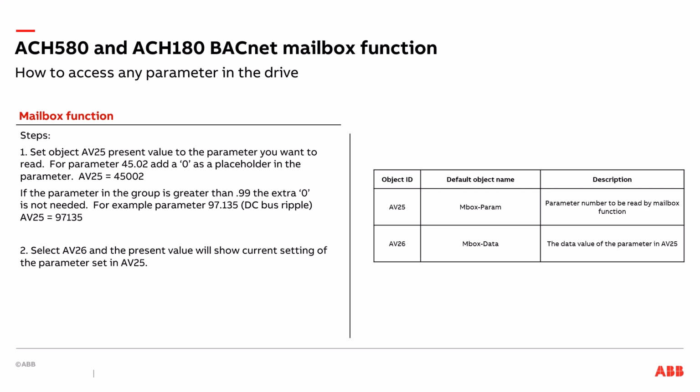That's because it's a placeholder. If the parameter is a value of 100 or larger, like for example, parameter 97135, we don't need a placeholder there. So for 4502, we enter 45002. But if the parameter has a value of, let's say, 97135, 135 being greater than 100, there we would just enter for AV25 97135. Once you've set object AV25 to the parameter that you want to read, then you just go look at the present value of AV26, and that will be the value of the parameter set in AV25.